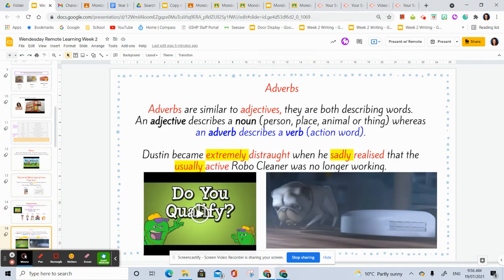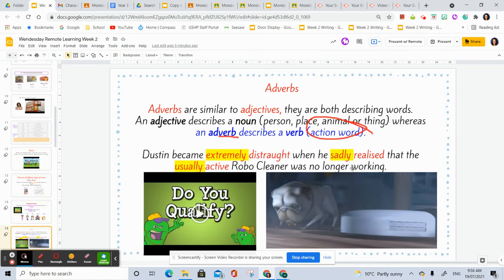Adverbs are similar to adjectives. They both describe. An adjective describes a noun. So an adjective will describe the person, the place, or a thing. An adverb describes the verb. You can see that the word verb is in adverb. And a verb is any type of action. Okay, so here is another video as well for you to watch if you need further clarification.